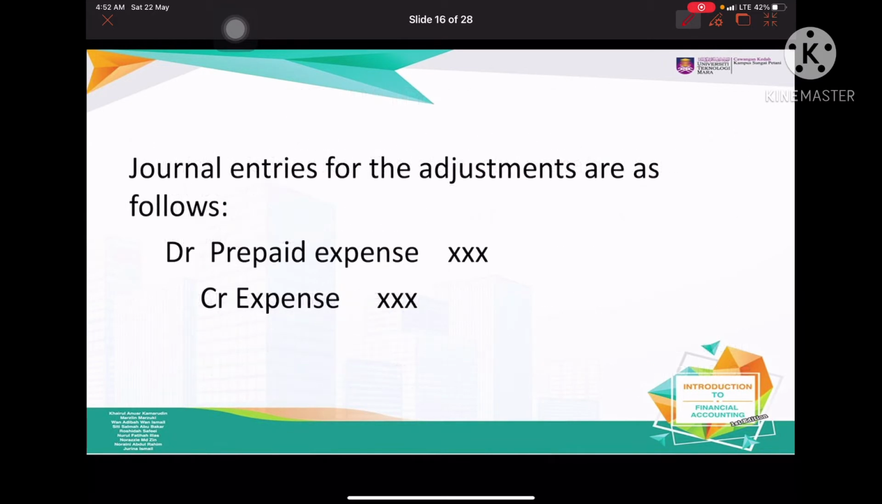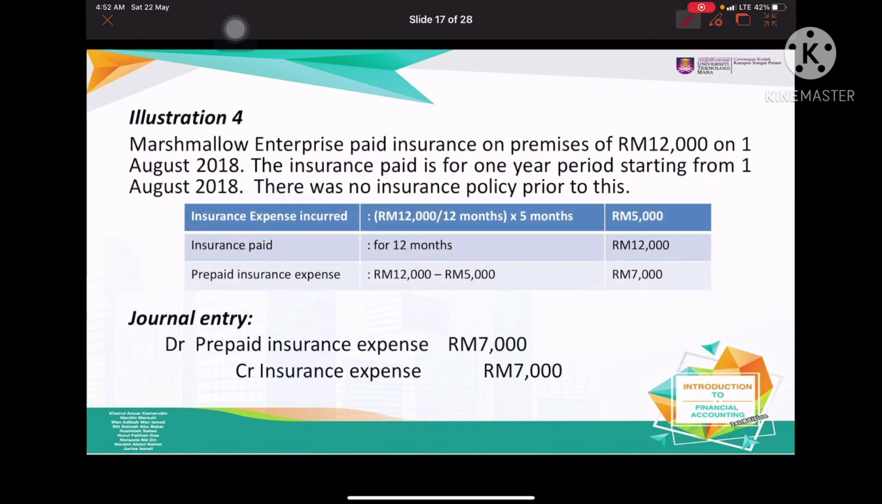Alright, so our journal entries, how to record? We debit our prepaid expense and then we credit our expense. Alright, illustration: Marshmallow Enterprise pays insurance on premises of 12,000 on 1st August 2018. The insurance is paid for one whole year starting from 1st August 2018. If we pay for 1 year starting from 1st August 2018, it is going to end 12 months later, on 31st July 2019. So it is complete for one whole year.